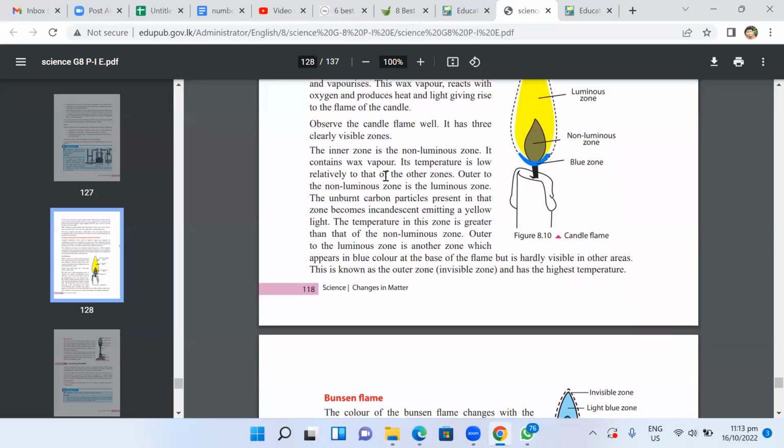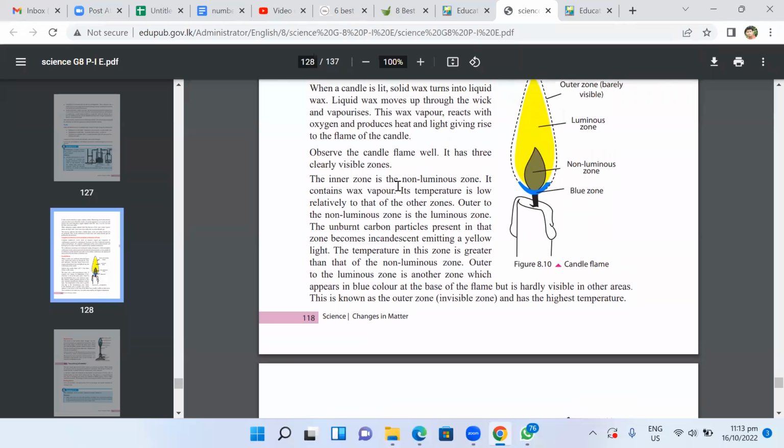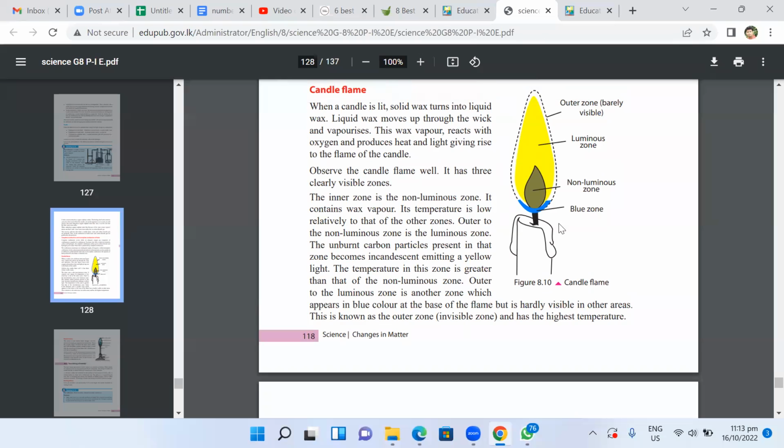Let's say the inner zone is non-luminous here. This is the inner zone, and it's non-luminous. It contains wax vapor. Wax vapor means wax as a gas, right? The temperature is low relative to the other zones. And in the outer zone there is also a non-luminous and a luminous zone.